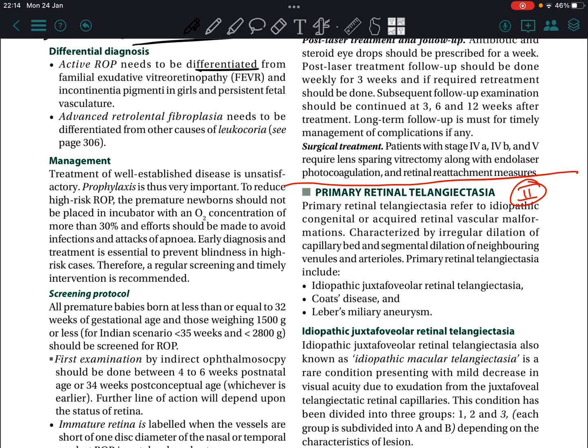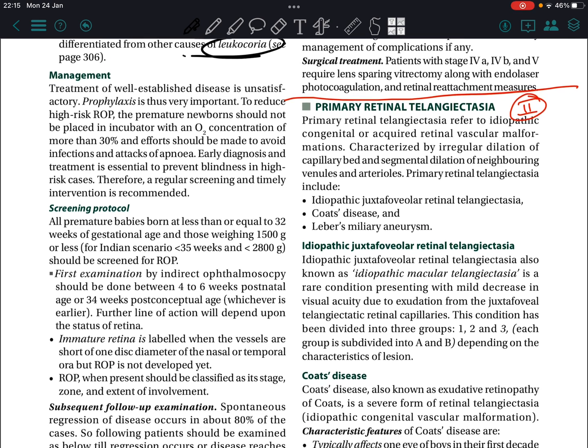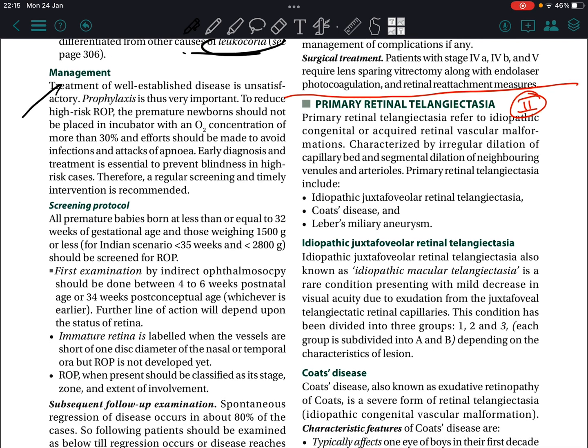Differential diagnosis: active ROP needs to be differentiated from familial exudative vitreoretinopathy. Advanced retrolental fibroplasia needs to be differentiated from other causes of leukocoria. Management: treatment of well-established disease is unsatisfactory. Prophylaxis is thus important to reduce high-risk ROP.